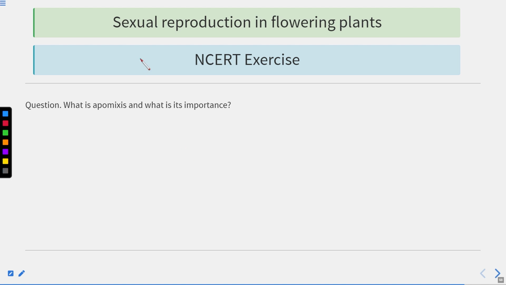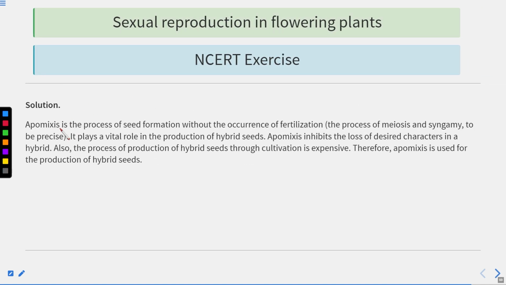Now, let's talk about the next question. The next question is about apomixis. Now, what is apomixis and what is the importance of apomixis? Now, let's have a look at the answer. So, apomixis is the process of seed formation without fertilization. So, here seeds are formed without fertilization.